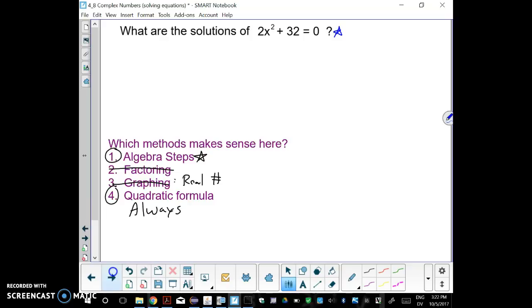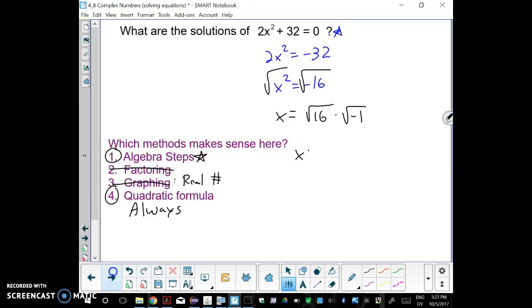All right, algebra steps: we just subtract 32 from both sides. We're going to get x alone, divide by 2, and now that we have x squared isolated, we can square root to cancel it out. And here's where our imaginary stuff comes in. Previously, we couldn't do the square root of a negative number, but now with our friend i, we can. We pull off the i part, and the square root of 16 is plus or minus 4, and the square root of negative 1 is i. So our two answers are plus or minus 4i. We found some imaginary solutions to this quadratic equation.